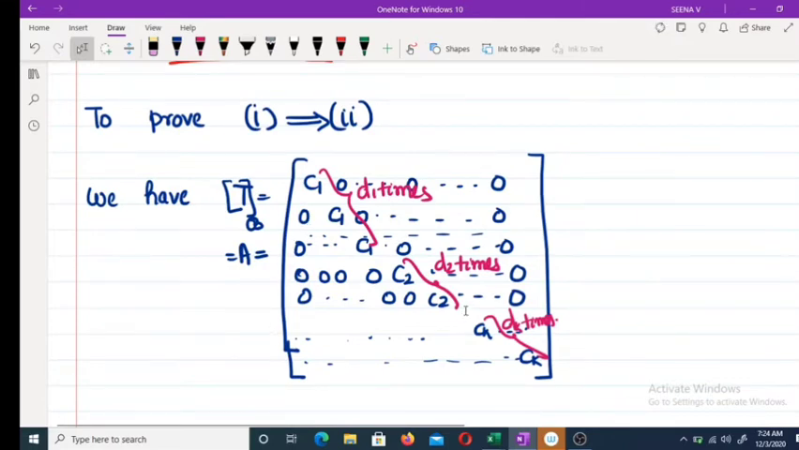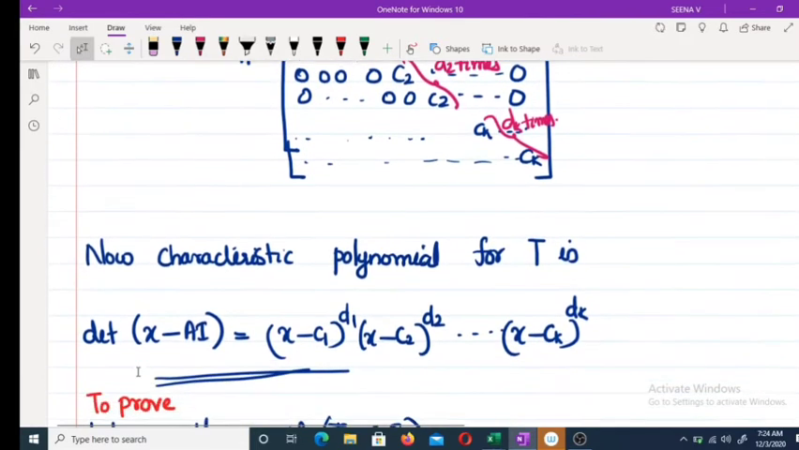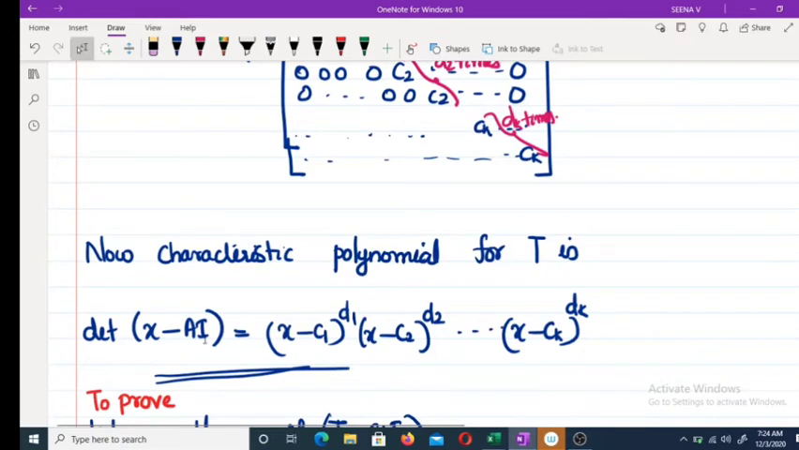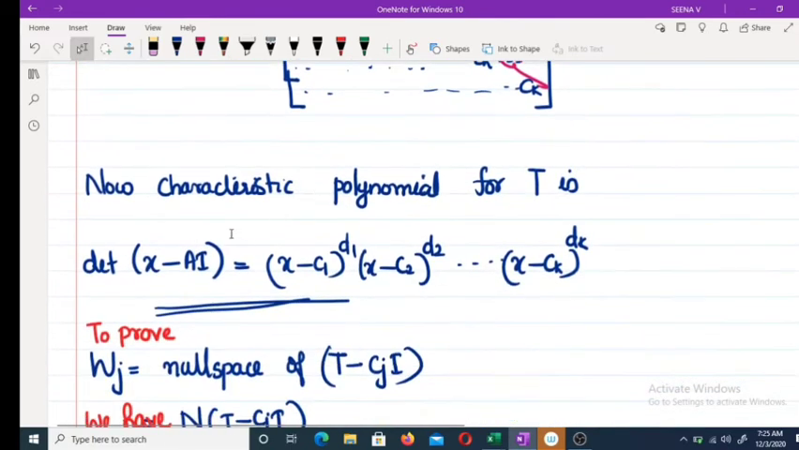This is corresponding to the basis, because as T is diagonalizable, there exists a basis all of whose vectors are characteristic vectors. Therefore, the matrix of T relative to that basis is of this form. Okay. Now, what is the characteristic polynomial for T? The characteristic polynomial for T is the determinant of xI minus A. Sorry, this is the determinant of xI minus A.